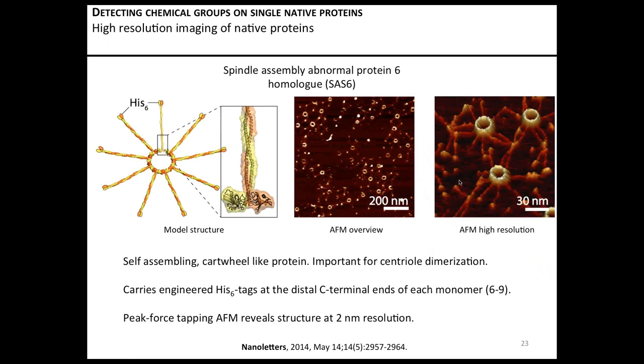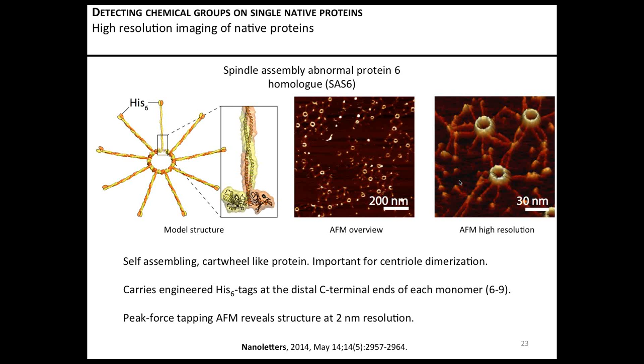So now we want to work on the native protein. So we really want to go and see what kind of resolution we can receive with a modified tip, and we want to see if we can really resolve single binding sites between the HisTag and the nickel NTA group. So the model protein that we have here is a so-called spindle assembly abnormal protein 6 homologue, SAS-6. It's important for centriole stabilization and dimerization.